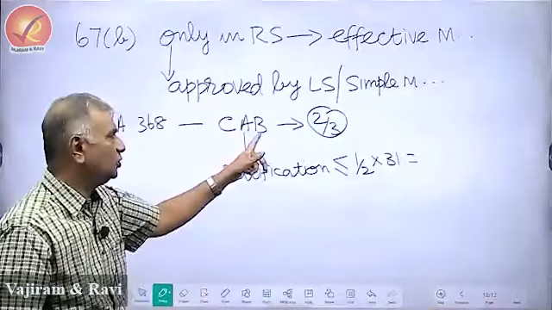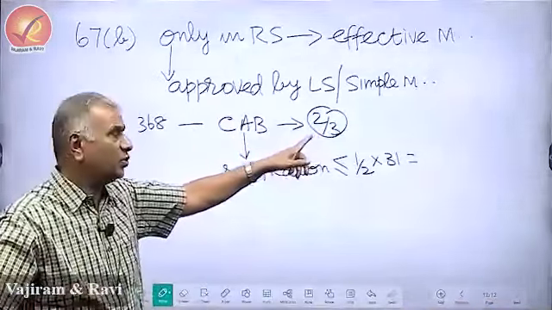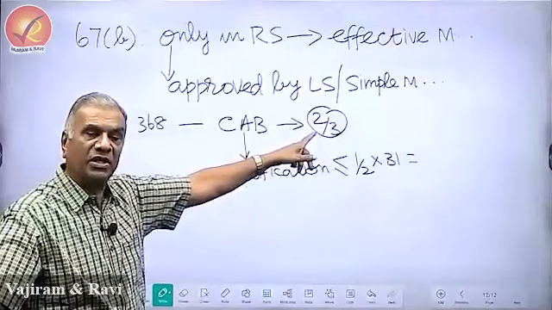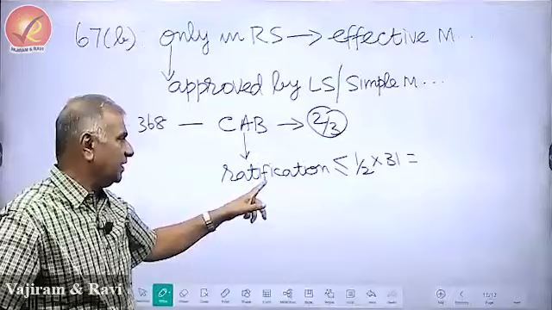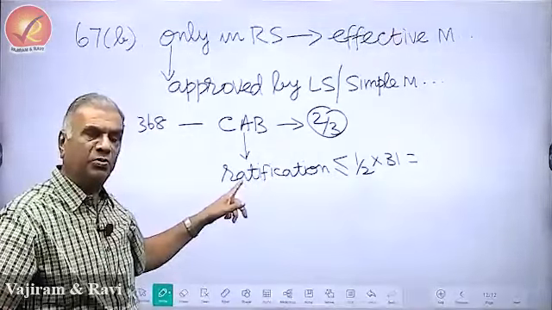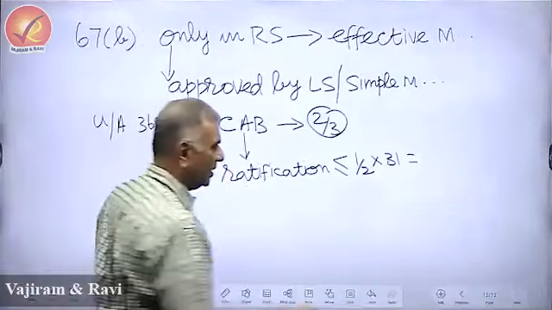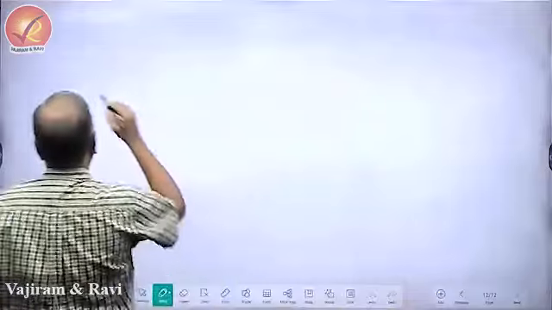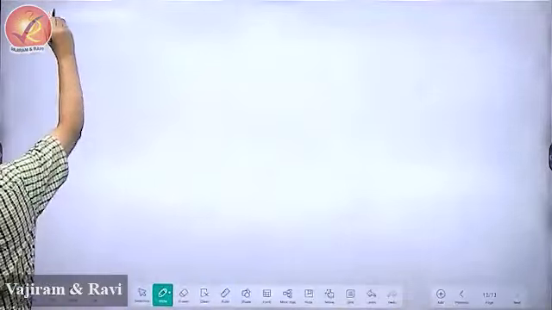So the constitutional amendment bill, for somebody who has asked the doubt, special majority is mentioned. For the ratification, no name of the majority is mentioned, therefore it is presumed to be simple majority. Then the third is effective majority.